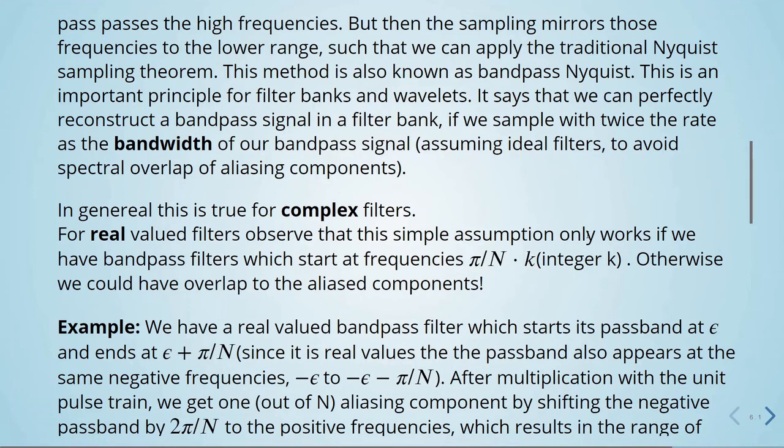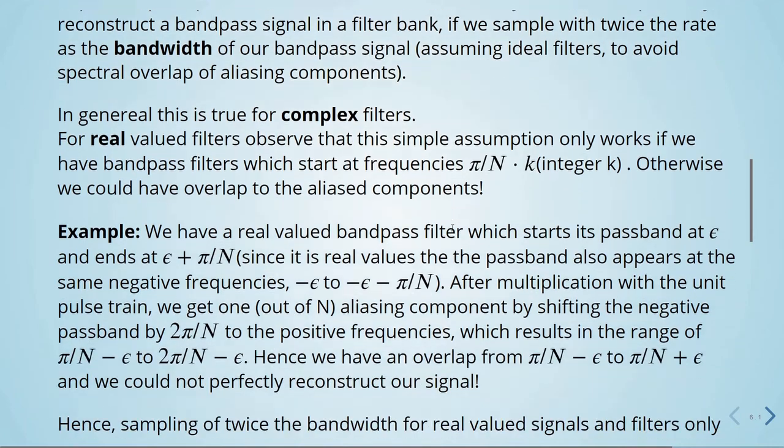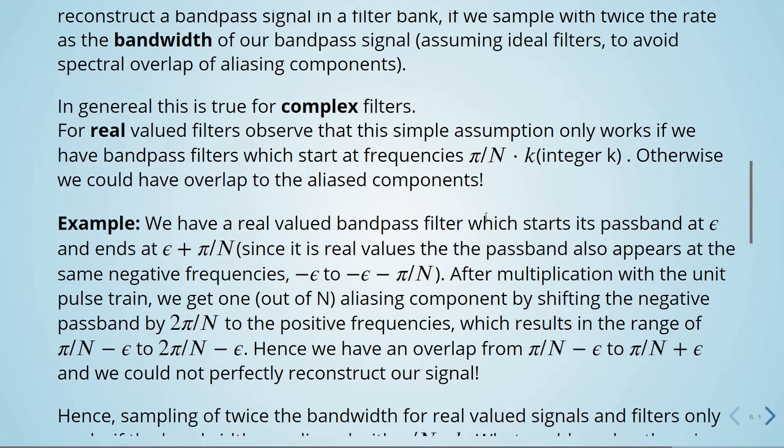So otherwise we could have overlap of the alias components. Okay? So let's take a look at an example. We have a real valued bandpass filter which starts its passband at epsilon and ends at epsilon plus pi divided by capital N. Since it's real valued, the passband also appears at the negative frequency, so we always need to consider the negative frequency.